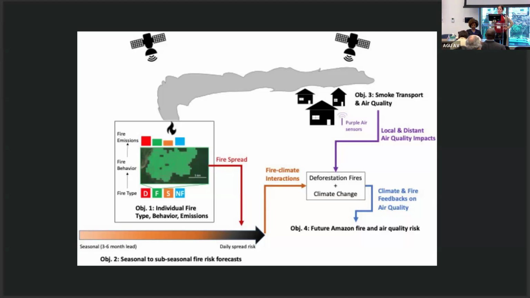fires and understanding fire climate interactions, and then getting from, okay, what exactly is burning? What are the fire types? Where is the smoke going? And how does that look in terms of human exposure at local and distant scales? So like in urban areas far away versus locations that are close to where the fires are burning. And we will also be looking forward based on that and doing some future projections.